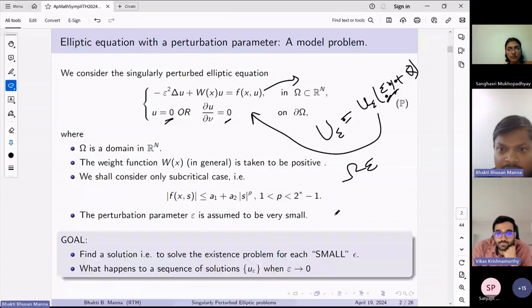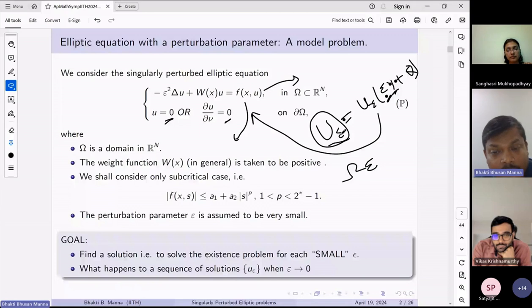Now, heuristically, if you calculate the corresponding equation for this U epsilon, then you shall have a transformed equation. And this U epsilon now satisfies the problem in the entire R^n for very small epsilon. And you see that once you make this change, this epsilon vanishes here. This epsilon will be no more because of this Laplacian. When you calculate, this epsilon will vanish.